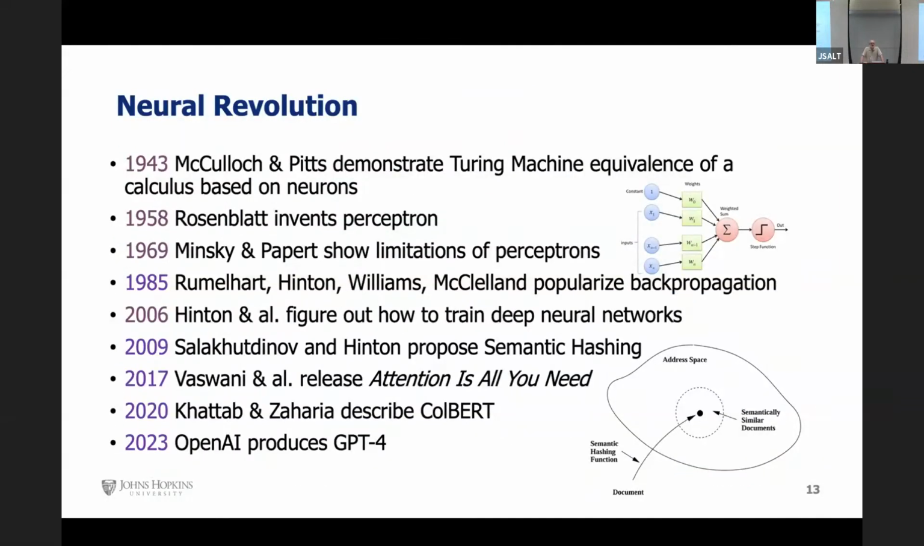But it's not the most recent change. The most recent fundamental change in information retrieval was the neural revolution. And you can trace this back maybe to 1943, when McCulloch and Pitts showed the Turing equivalence of a calculus based on neurons. They never implemented that. That wasn't implemented until Rosenblatt invented the perceptron. And in 1969, Minsky and Papert put out a paper that said the perceptron cannot learn the XOR function.